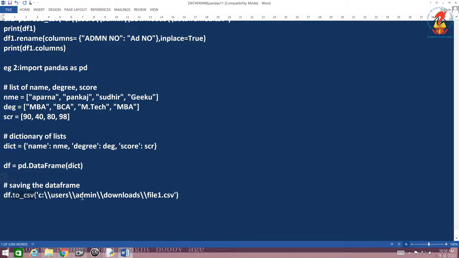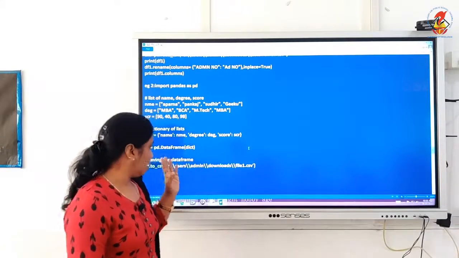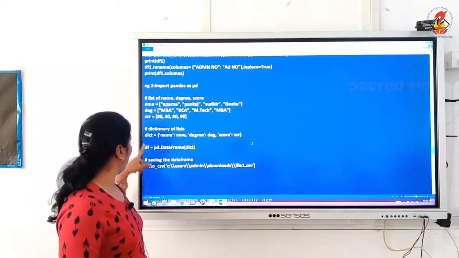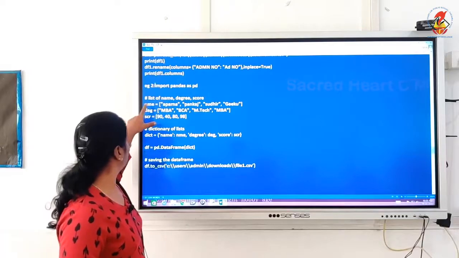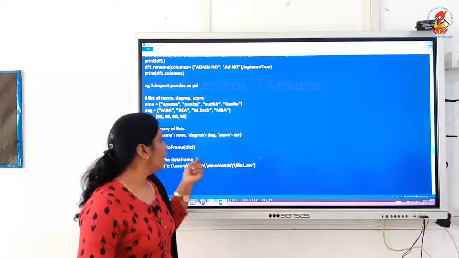C:users admin download is a path I have set, where automatically once you do this and run the program, the file1.csv will be created. Remember, if you run this program, from example 2 onwards till here, you will not see any output because I have not given any print command here. Only if you give a print command, it will work.